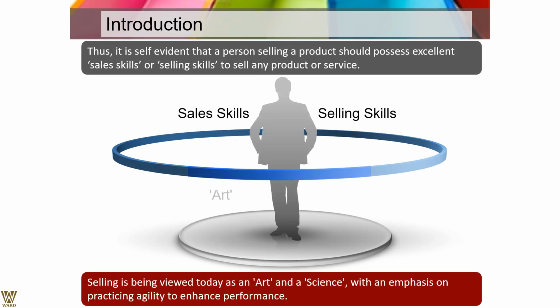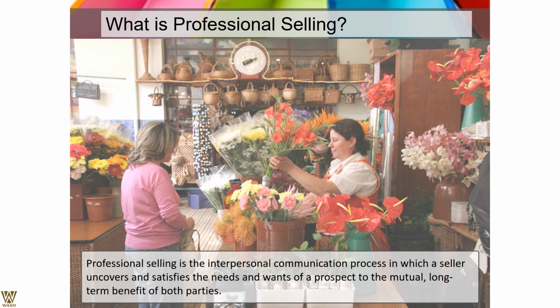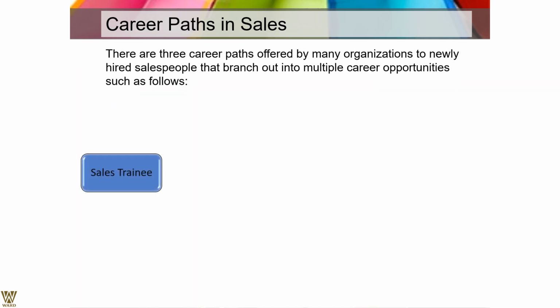Thus, it is evident that a person selling a product should have not only sales skills but also selling skills. What are sales skills and selling skills? Sales skills are the knowledge that the person has about the product and its attributes. Selling skill is how he presents it, how he makes the product relatable to the customer. So it is all about practicing agility. People say that selling is both an art and a science. What we are looking at is performance. It's a mixture of both art and science. It is how it enhances your performance. Professional selling is interpersonal communication in which a seller uncovers and satisfies the requirements of the prospect for mutual long-term growth.